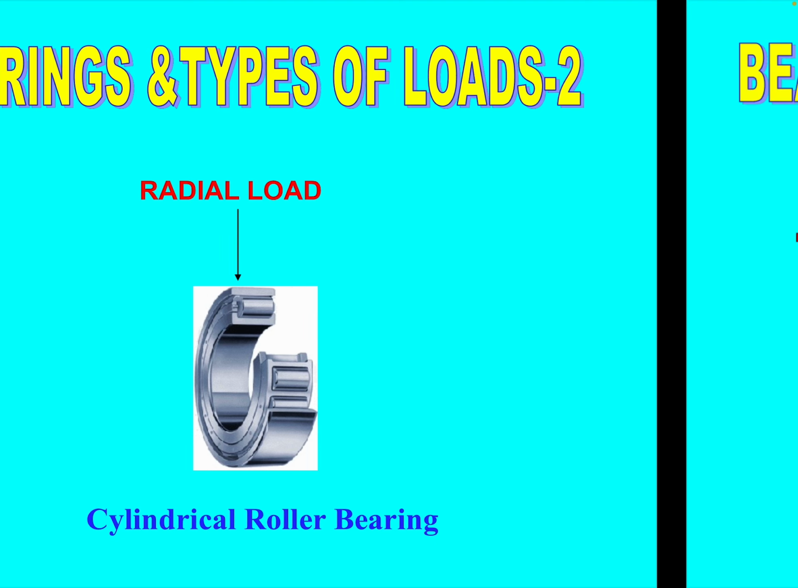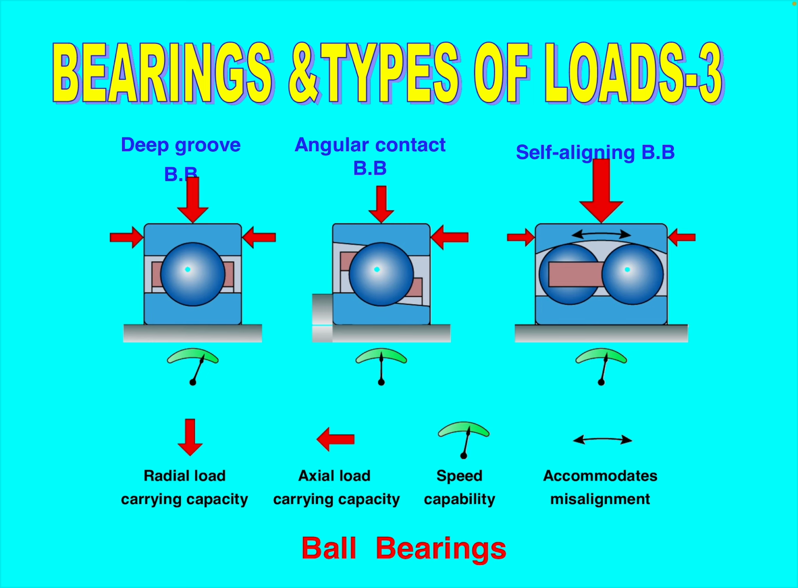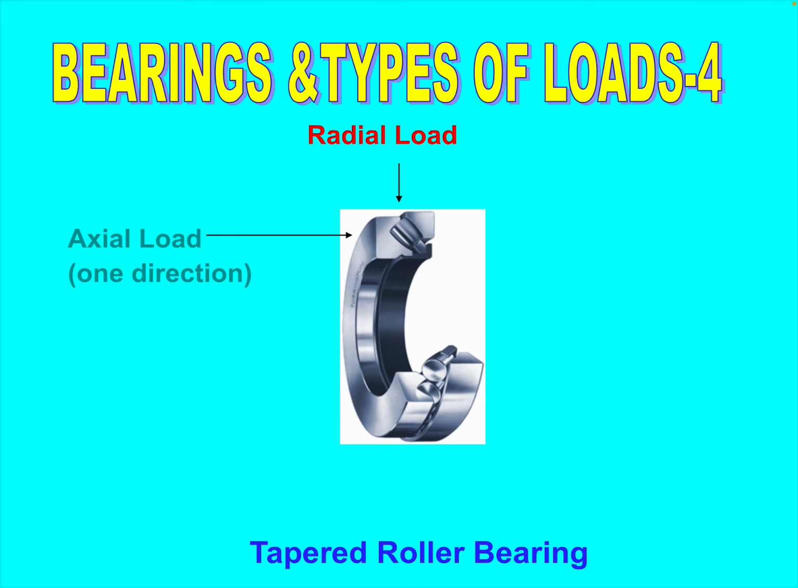Second, bearing types for loads: radial load and cylindrical roller bearings. Bearing types of loads, as given in these pictures: the first is the deep groove ball bearing, and the second one is the angular contact ball bearing. For the first one, radial load carrying capacity; for the second one, axial load carrying capacity. Speed concept, accommodate misalignment: self-aligning bearings are used for both sides.